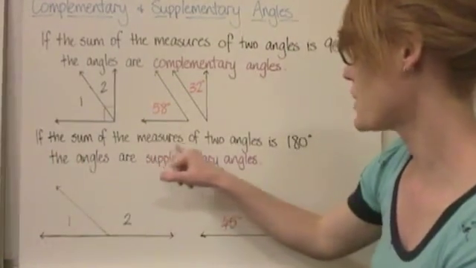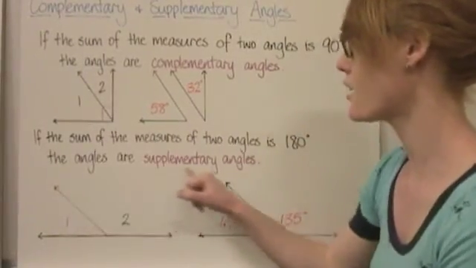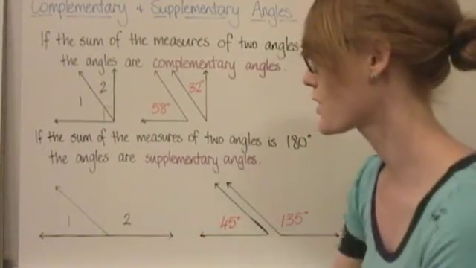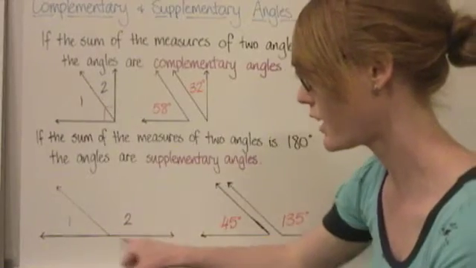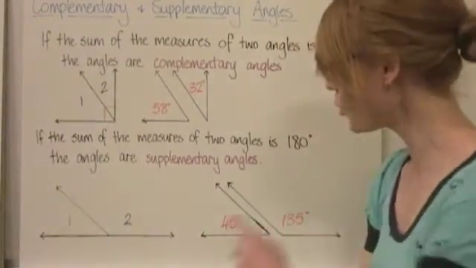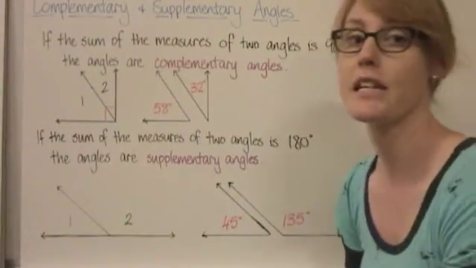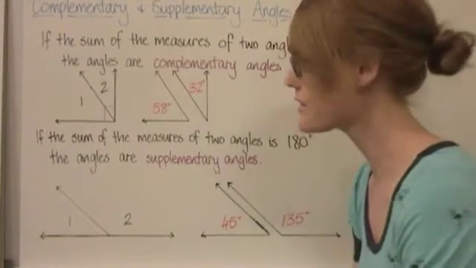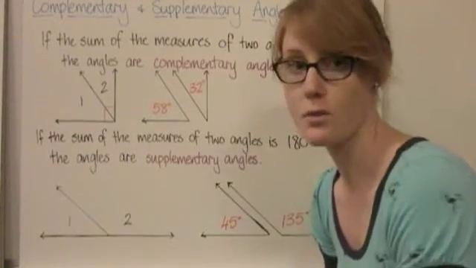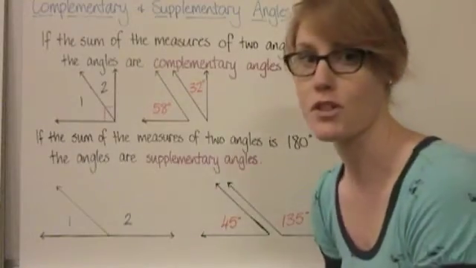If the sum of the measures of two angles is 180 degrees, the angles are called supplementary angles. So here we have a straight line, and angle 1 and angle 2. Angle 1 is equal to 45 degrees, and angle 2 is equal to 135 degrees. So combined, they have a total measurement of 180 degrees, which means they are supplementary angles.